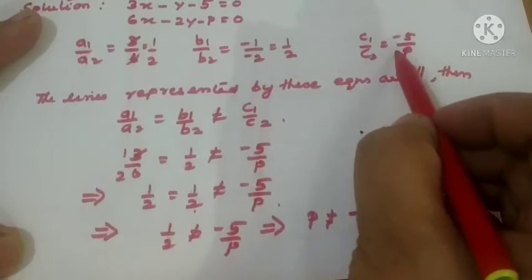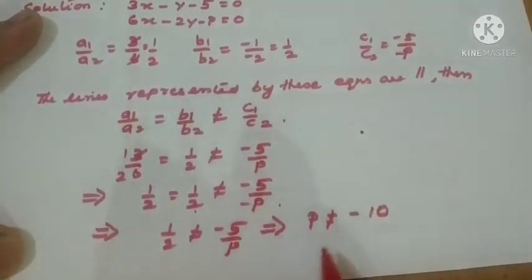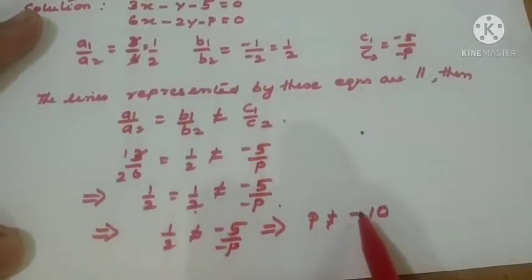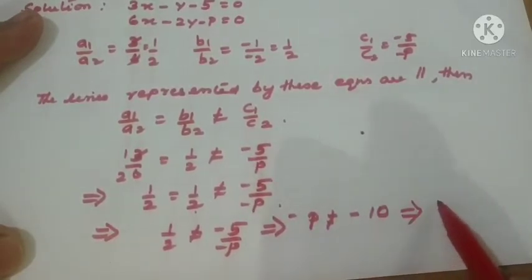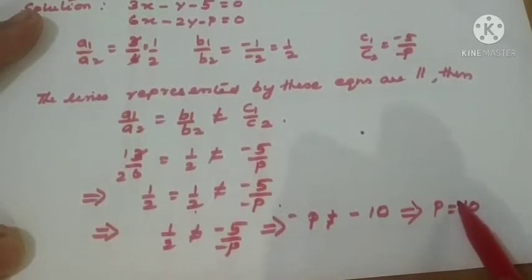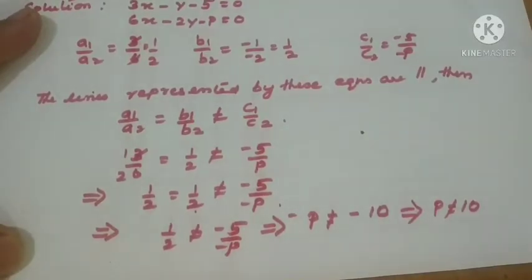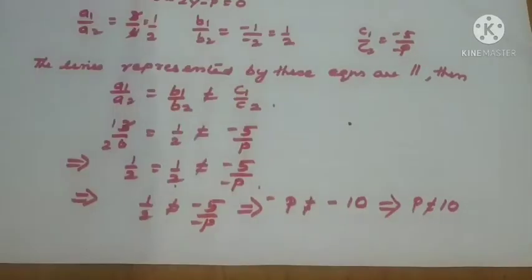So here a correction is there. Here also it is minus 5 by p, so that is a plus 10. Minus p not equal to minus 10, so p not equal to 10. Sorry, not equal to 10. So what is the condition? The given equations are parallel for all values except p equal to 10, that is p not equal to 10 only.